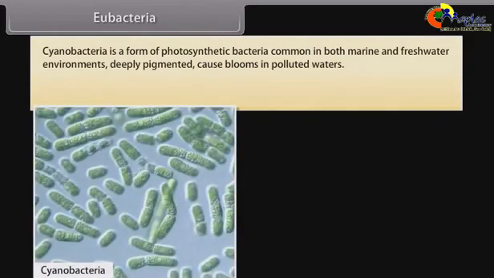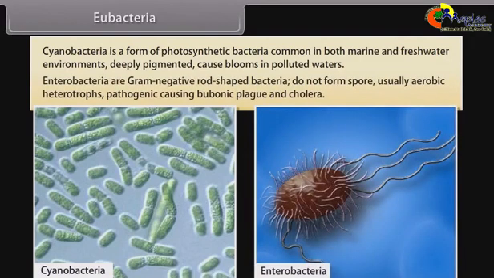Cyanobacteria is a form of photosynthetic bacteria common in both marine and freshwater environments, deeply pigmented, causing blooms in polluted waters. Enterobacteria are Gram-negative rod-shaped bacteria, do not form spores, usually aerobic heterotrophs, pathogenic, causing bubonic plague and cholera.